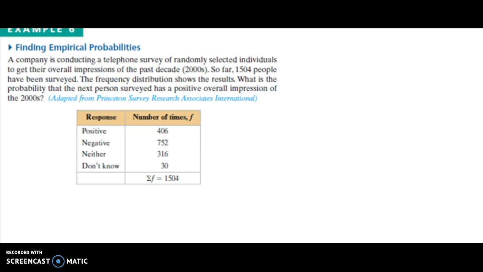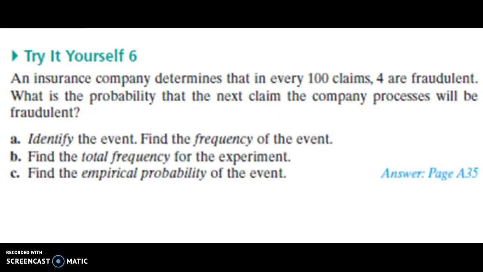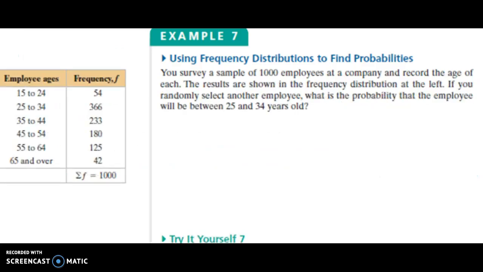So I look at the frequency distribution table we have, and we look for positive results, which in our case is 406. I take that number and divide it by the total number of people who have responded to the survey, which is 1,504. I go to my calculator and divide these out, and I end up getting 0.27.